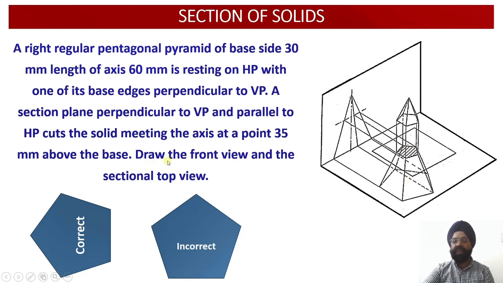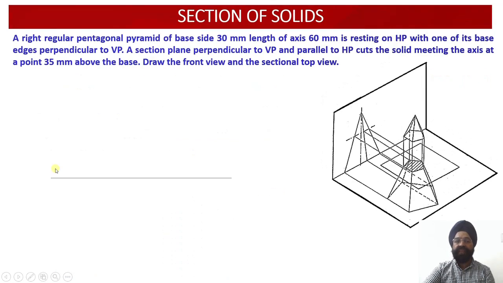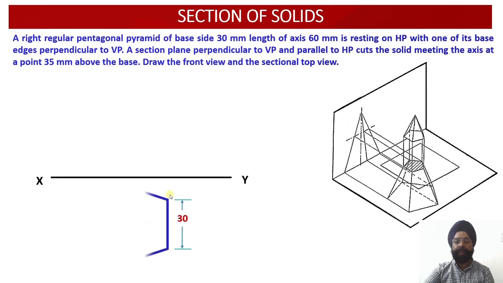So we are required to draw the front view and the sectional top view of this cut solid over there. So let us start working out the projections of the solid first of all. Now here we get XY line. Now as we have discussed that the true orientation of this pentagonal pyramid is such that one of the edge of this particular pentagonal pyramid happens to be perpendicular to the vertical plane.